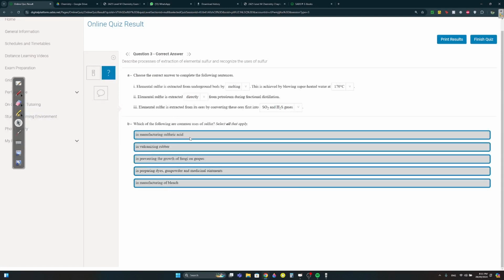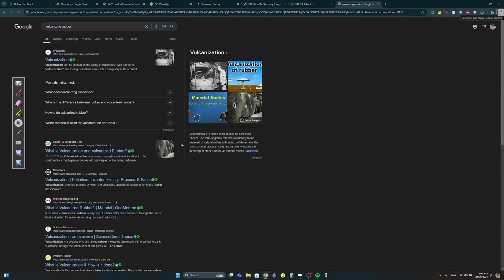In manufacturing sulfuric acid. Sulfuric acid is H2SO4. In vulcanizing rubber, again, I have no idea what this is, but just remember. Wait, let me see what this is. Okay, apparently it's for hardening rubber. So it exclusively refers to the treatment of rubber with sulfur, which remains the most common.